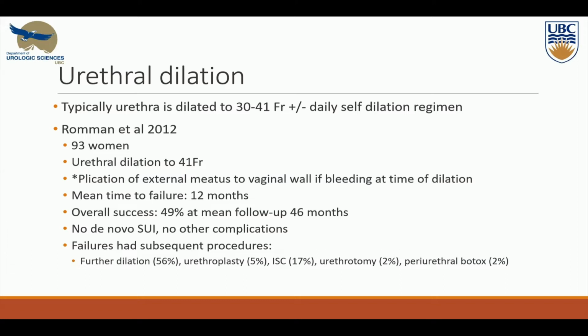For patients that had failures, they did go on to have subsequent procedures done, including further dilation at 56%, formal urethroplasty about 5%, intermittent catheterization at 17%, and then a very small subset did have urethrotomy or even attempted periurethral Botox injection.